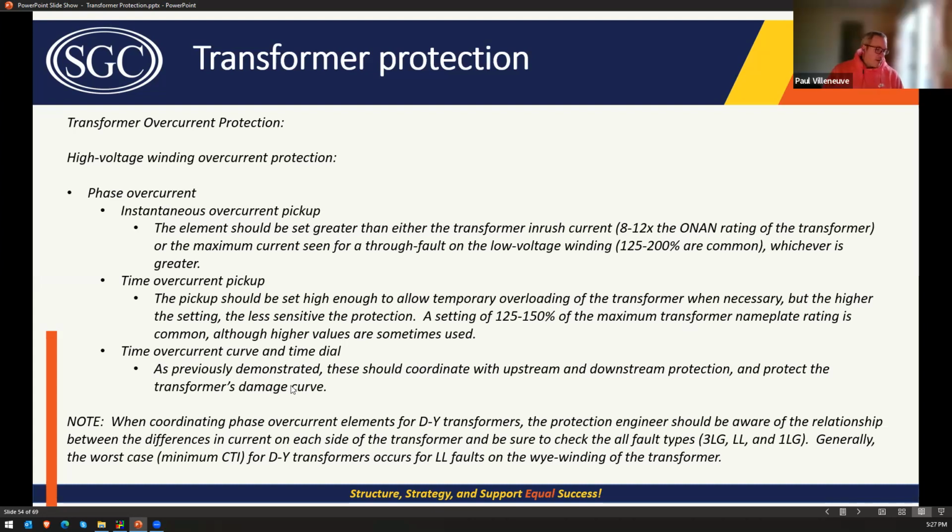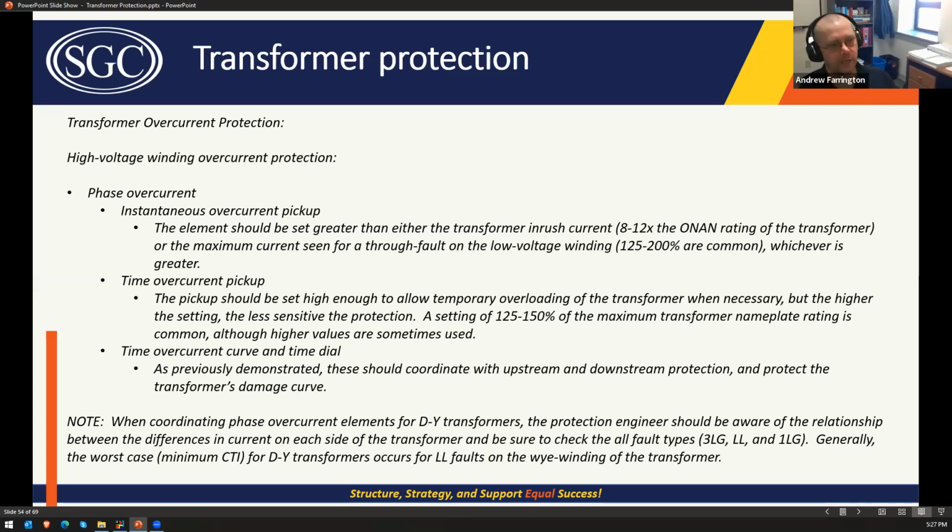Can I just add too? One of the things is that we do have a transformer damage curve that all this stuff needs to coordinate with. A lot of these percentages, and I believe Andrew's going to address that, but just making sure that these numbers are going to coordinate with transformer damage.